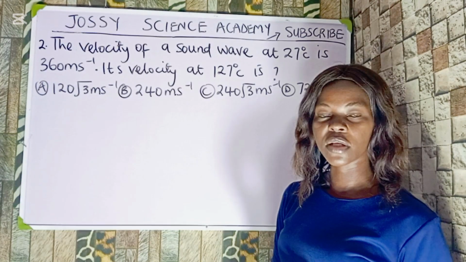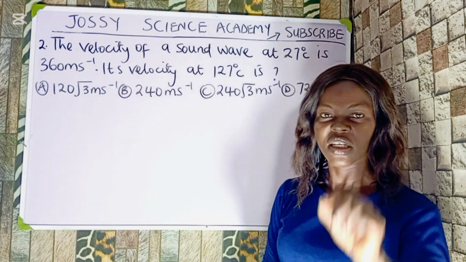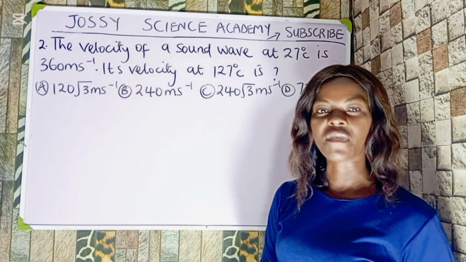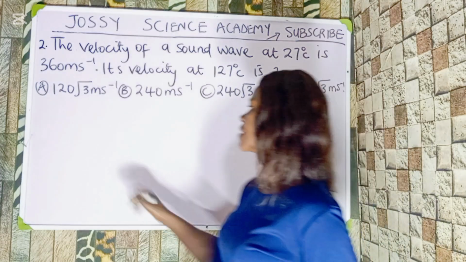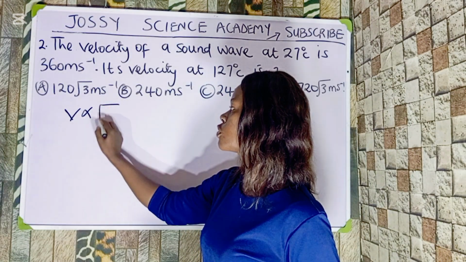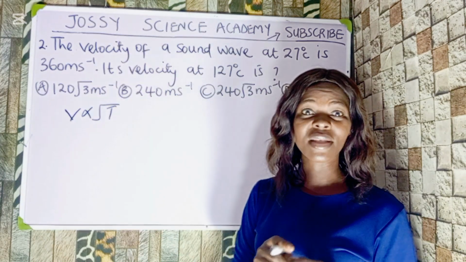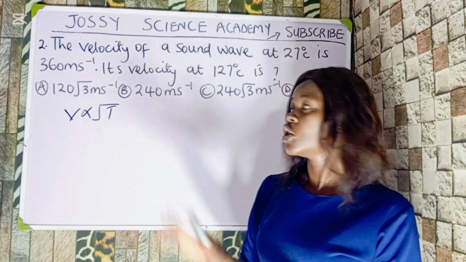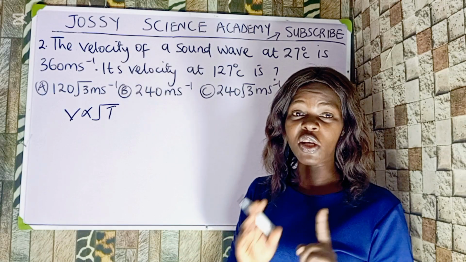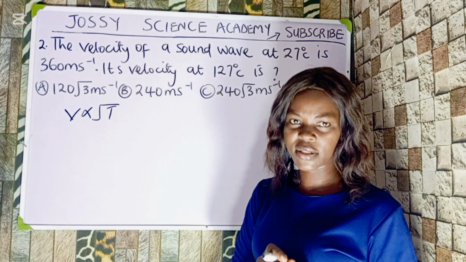For us to solve this question, one thing that will come to our mind is this: the velocity of sound is proportional to the root of the absolute temperature. That is, V is directly proportional to root of the absolute temperature. Absolute temperature means temperature in Kelvin. So even in this question, temperature is given in degrees Celsius. You need to convert it to Kelvin simply by adding 273.